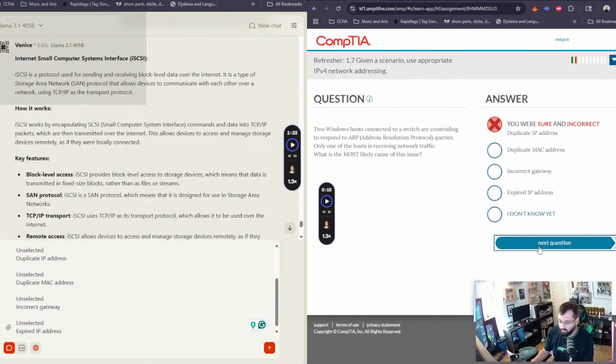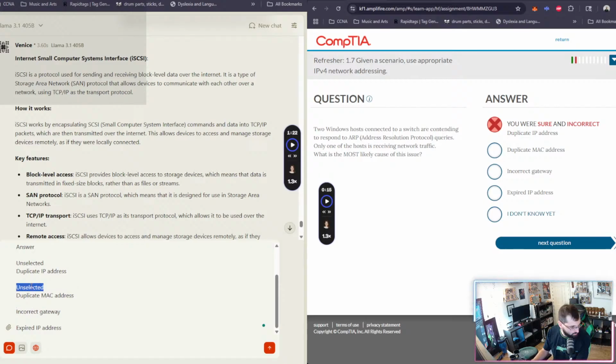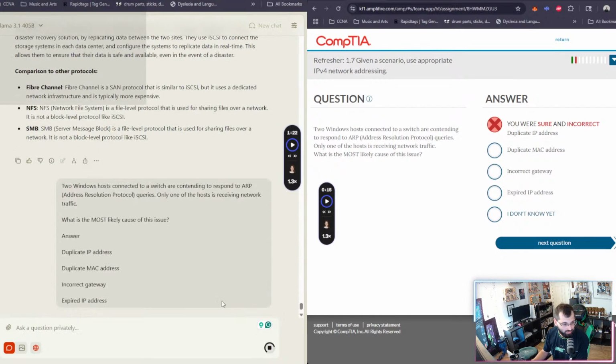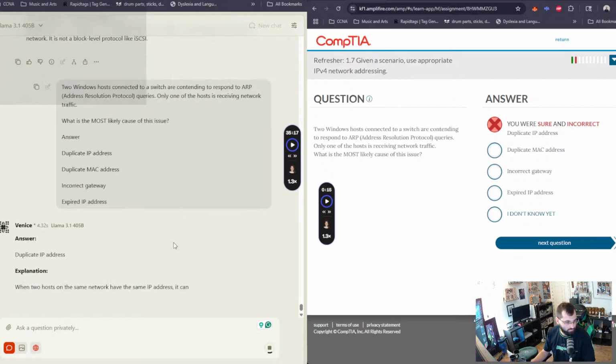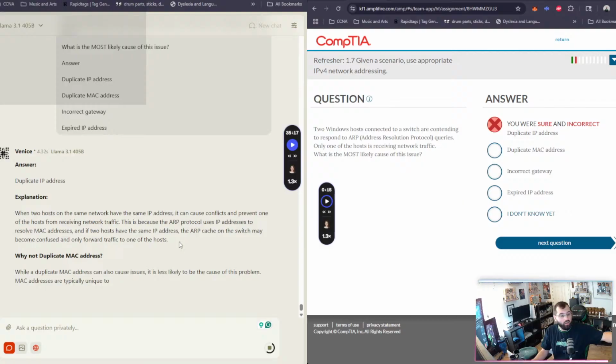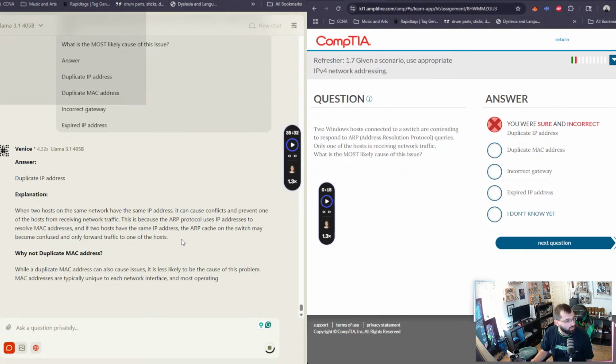Well, look at me being a clown. Duplicate MAC addresses? See, I guess.